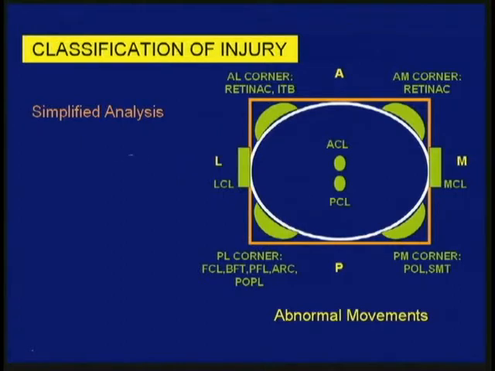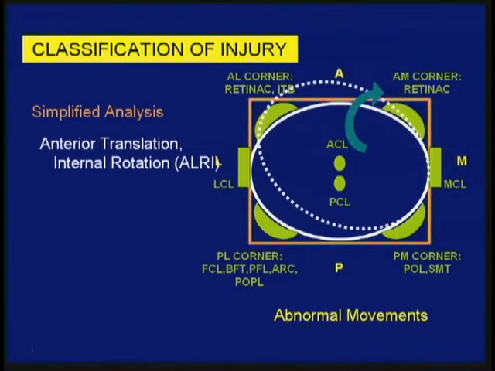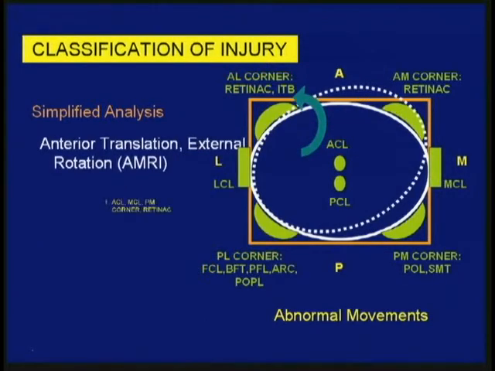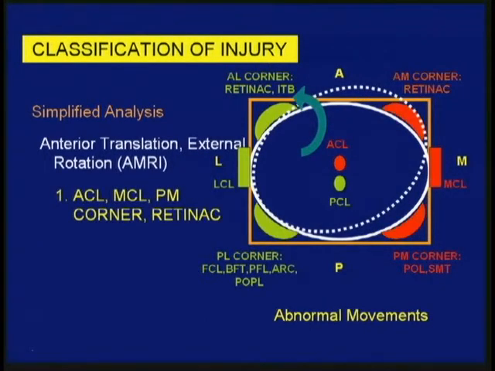And finally, the two classic rotational injuries: anterolateral rotary instability, where you can see internal rotation and anterior translation of the tibia, the failure of the ACL and the lateral supporting structures. And finally, the opposite, anteromedial, where you have anterior translation and external rotation of the tibia, and the combination of ACL and medial supporting structures. So there are scenarios that will help you.